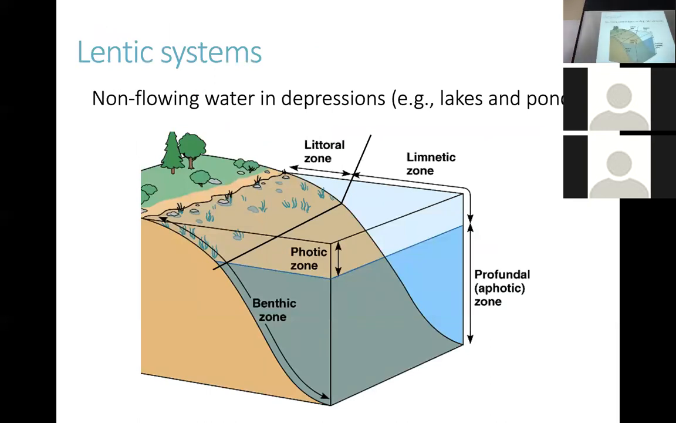First off, you have this division between, I'll show you the other one, lentic and lotic. So lentic's our first one. Lotic will be our second general category of freshwater systems. Lentic means not flowing. So it's a pond or a lake. It's stagnant water. Lotic is going to be flowing water. I'll show you that on the next slide. So a river.